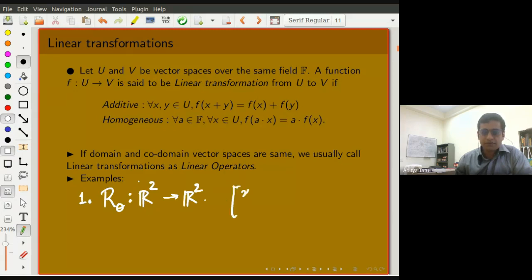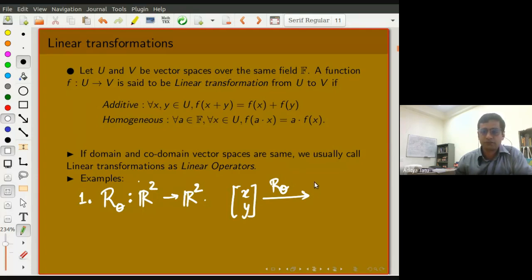So, let's say I have a point xy, whose x and y coordinates are x and y. Where will this go if I rotate this by an angle theta? Assume the direction of rotation is anti-clockwise. Where will this point go?